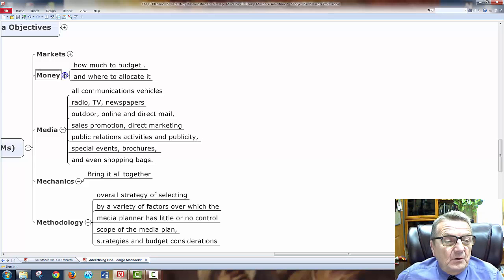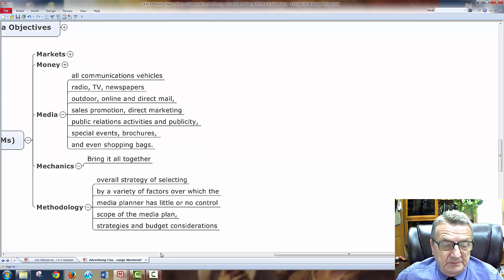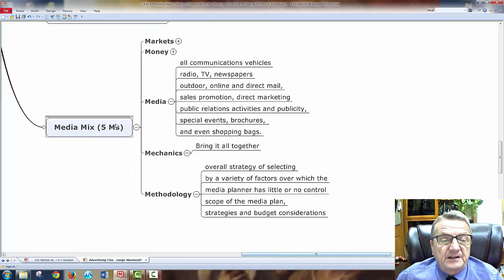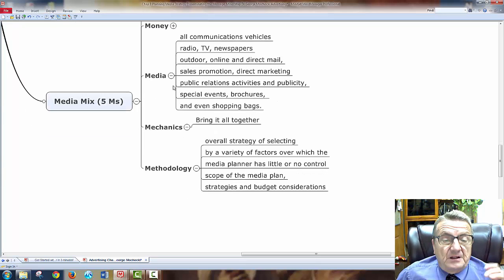So how much money, and where I'm going to allocate it, to which media makes sense, which one I'm going to get a bigger return on my advertising dollars from: commercial, radio, outdoor, sales promotion, public relations, special events, brochures, even shopping bags. Anything I give out, if I could put my name or the target on it, that's a media that I want to utilize. How much am I spending on each?